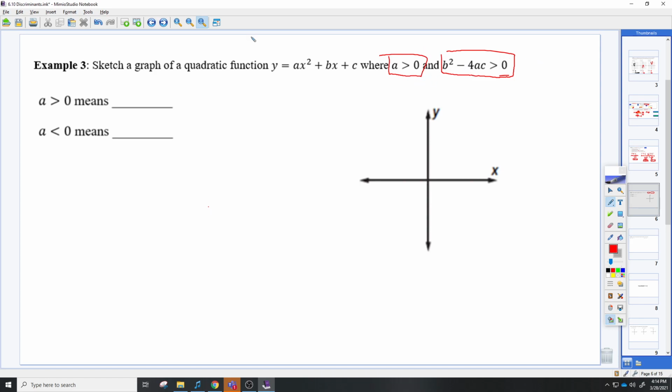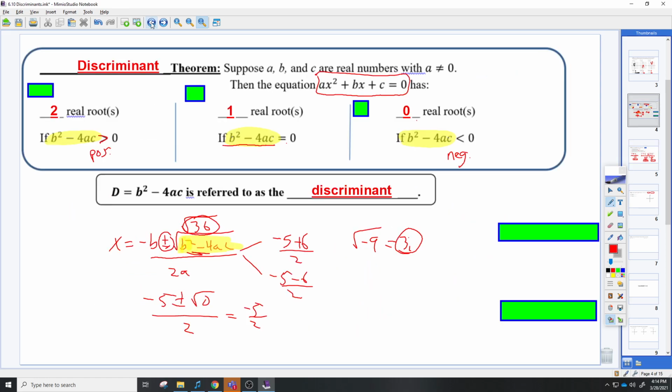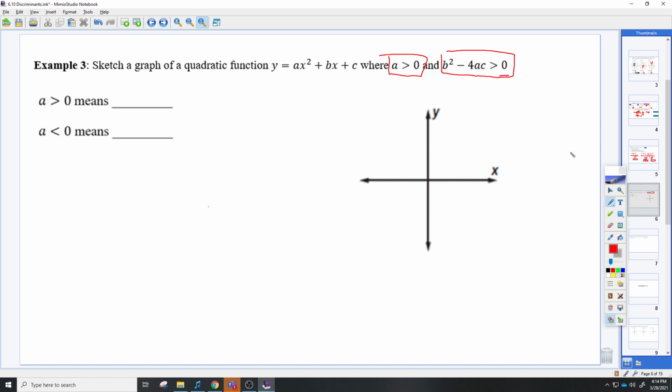So let's go back and look at what that means. So they're saying if you calculate this and you get greater than 0, what does that mean back here? It's positive, so it's 2 real roots. So we have to make sure that when we draw this random graph here, that it crosses the x-axis twice. So let's just go ahead and put 2 dots here somewhere. It doesn't really matter where it's at. I'll just make 2 random ones. We just know that our graph that we draw is going to cross the x-axis twice. That's what this means, right? 2 real roots.